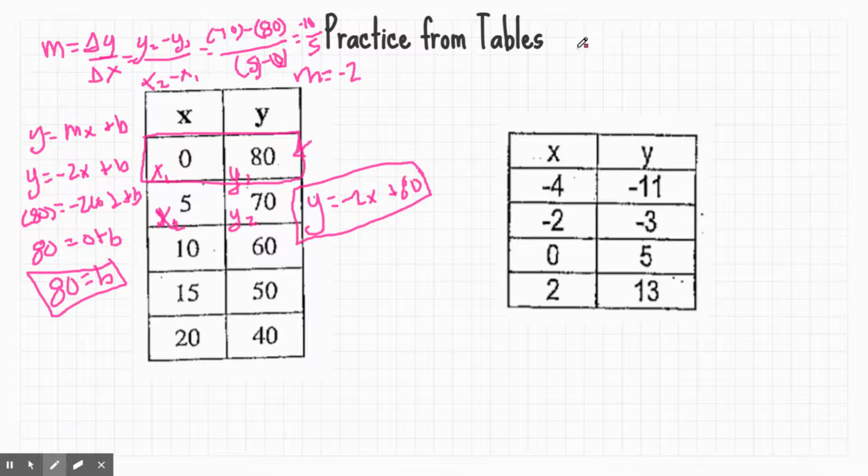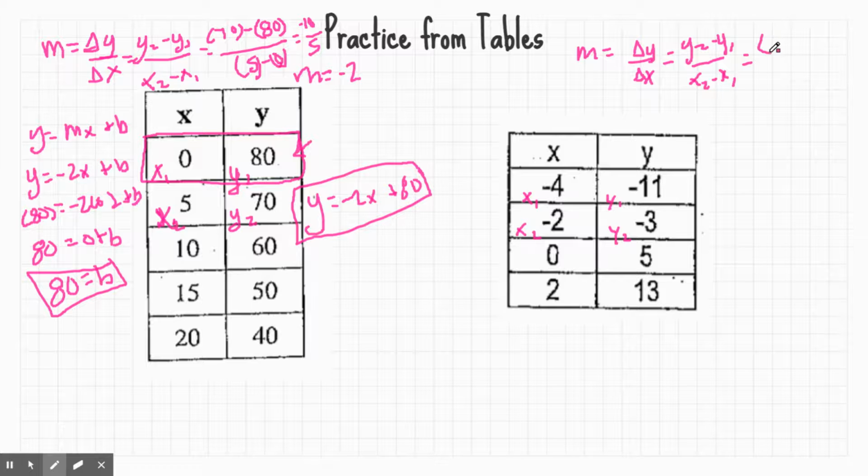So m equals the change in y over the change in x, because I have to find my slope first. Remember, this means rise over run, which equals y2 minus y1 over x2 minus x1. Now I'm going to label my points. This is x1, this is x2, this is y1, this is y2. Okay, so now I'm going to go ahead and plug it in.